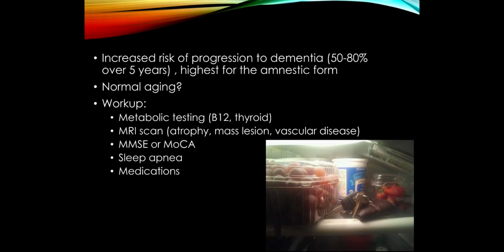Or a mass lesion, which we won't find very often, hydrocephalus, for example, or if the patient has had perhaps a lot of small strokes. These are all things that could perhaps explain the memory difficulty the patient is having.